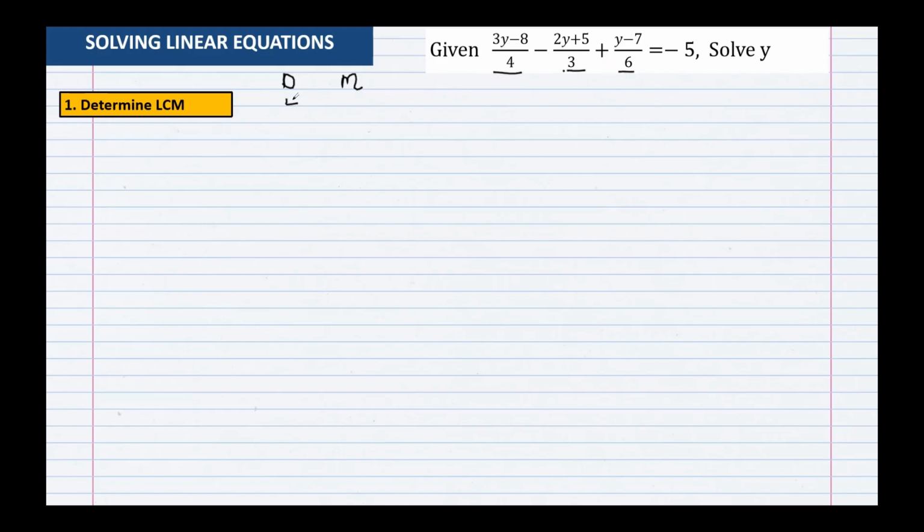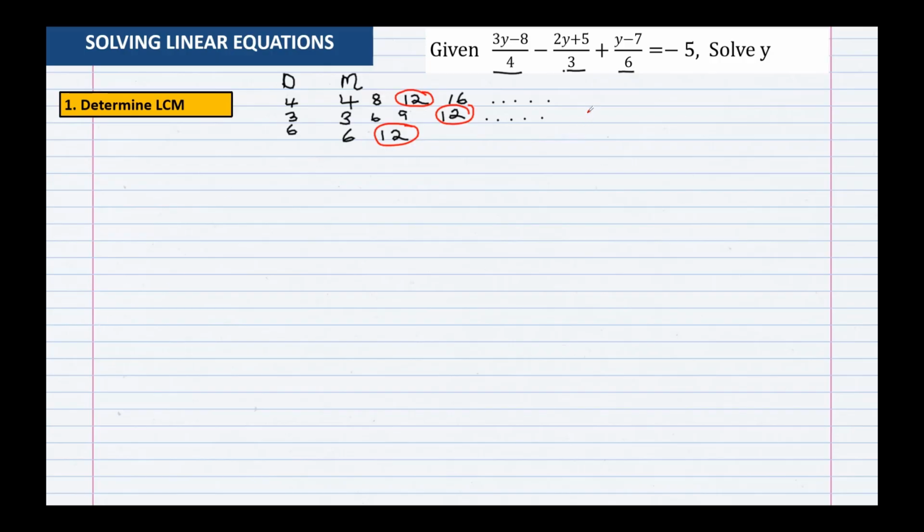We know our multiples of 4 are 4, 8, 12, 16, and we can go on, right? And then 3, 6, 9, 12, and we can go on. And then we have 6 and 12. So now we have to choose our lowest common multiple, and it is 12, because it's common to all of these denominators. It's a multiple of each denominator, and it's the lowest one. So that means our LCM equals 12.